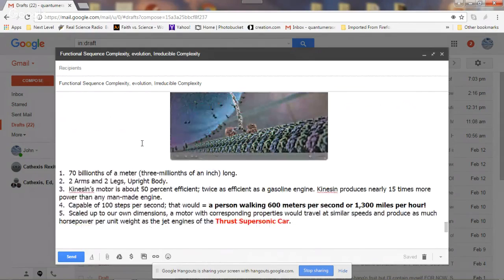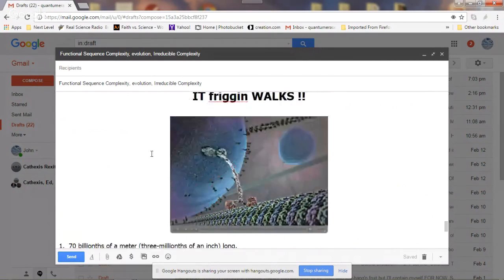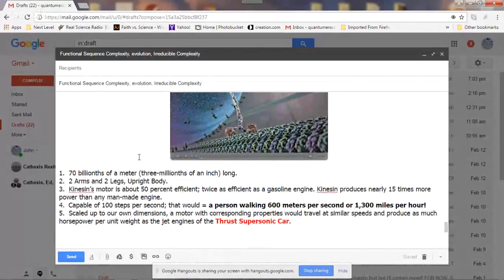So, it's 70 billionths of a meter, or 3 millionths of an inch long. This guy has 2 arms and 2 legs and an upright body. The arms are right here, legs are here, and an upright body. Kinnison's motor is about 50% efficient, twice as efficient as a gasoline engine. It produces nearly 15 times more power than any man-made engine. This thing's capable of 100 steps per second. That would equal a person walking 600 meters per second or 1,300 miles an hour.